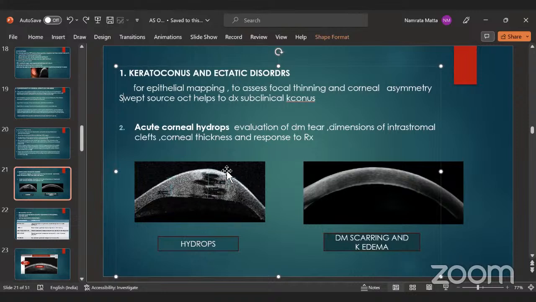This is how an acute hydrops looks. We can see intrastromal clefts and we can also measure the corneal thickness. Post-treatment also, we will be able to see how the edema has resolved and there is some amount of DM scarring, and how the edema resolves, that we can see.